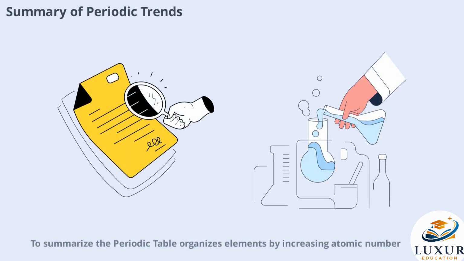To summarize: the periodic table organizes elements by increasing atomic number, revealing patterns in atomic radius, ionization enthalpy, electron gain enthalpy, electronegativity, and valence. These trends explain why elements behave the way they do, from their reactivity to the types of compounds they form. Understanding these patterns is key to mastering chemistry.